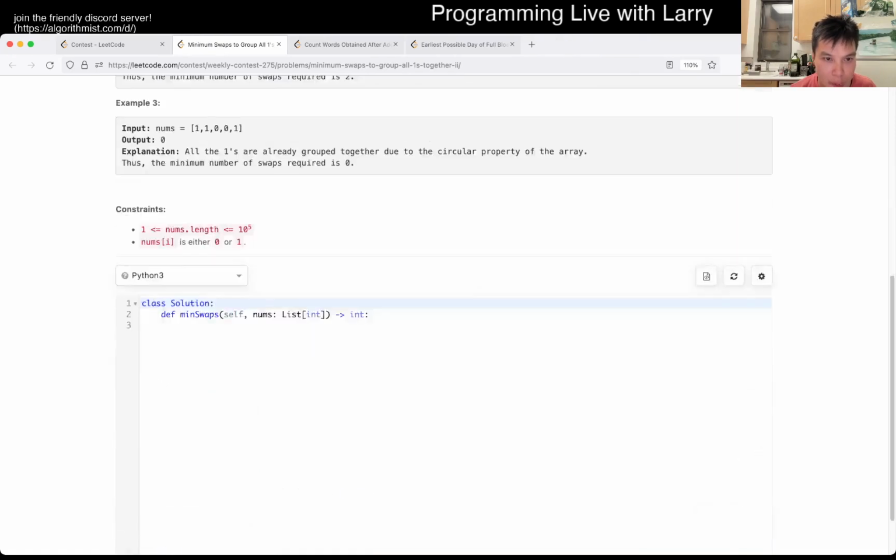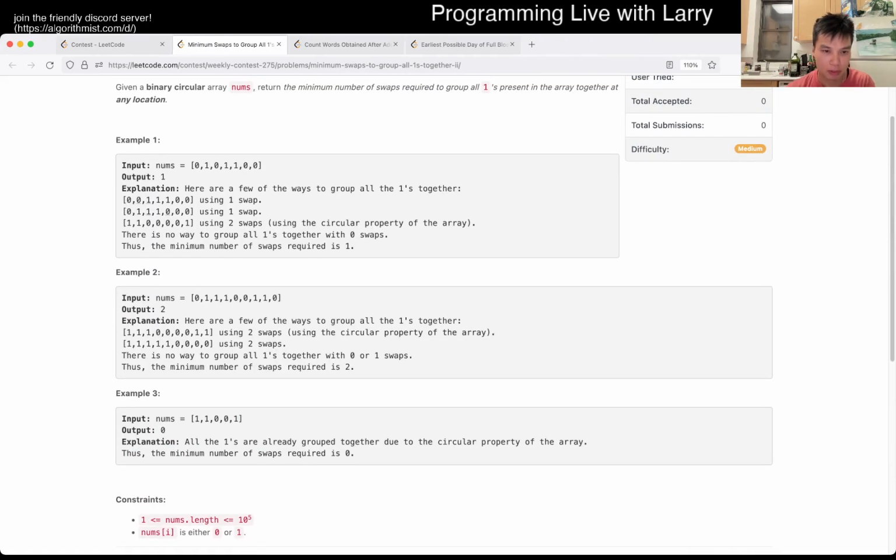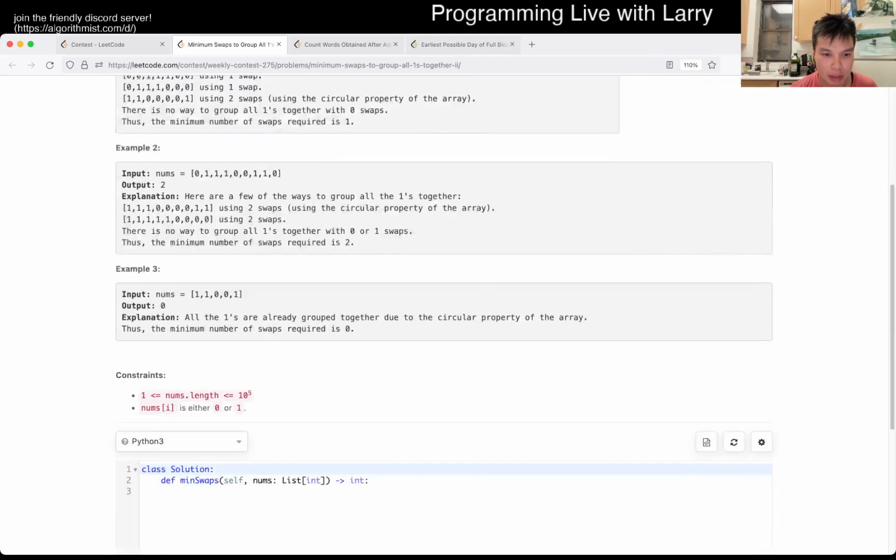Okay, that's good. Oh, it's circular. That is the tricky part.